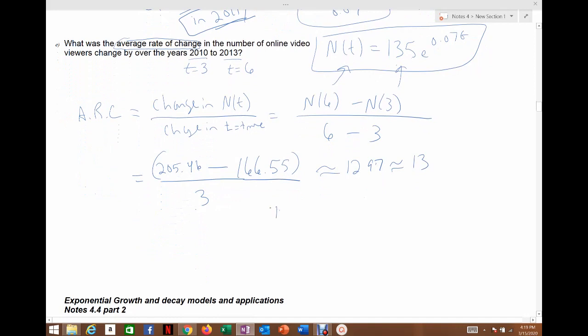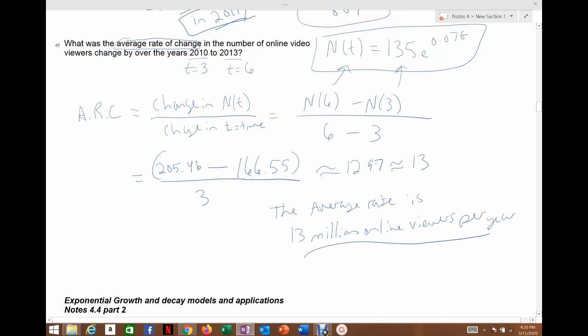So the average rate of change is 13 million online viewers per year. Again, million viewers per year would also be acceptable.